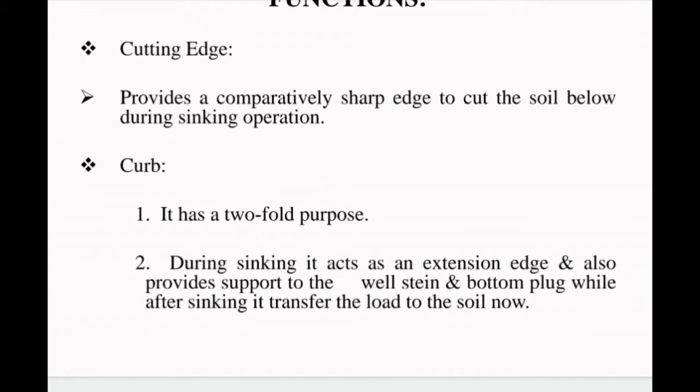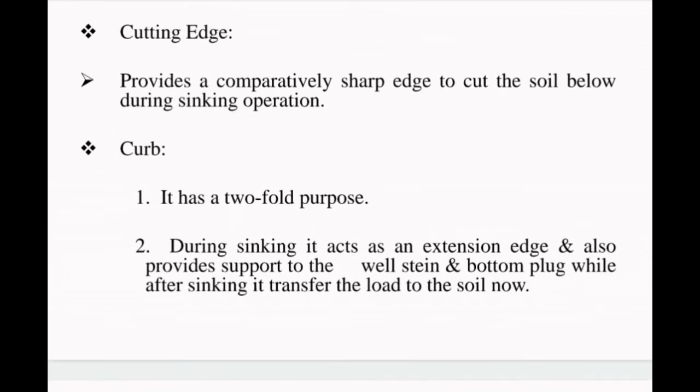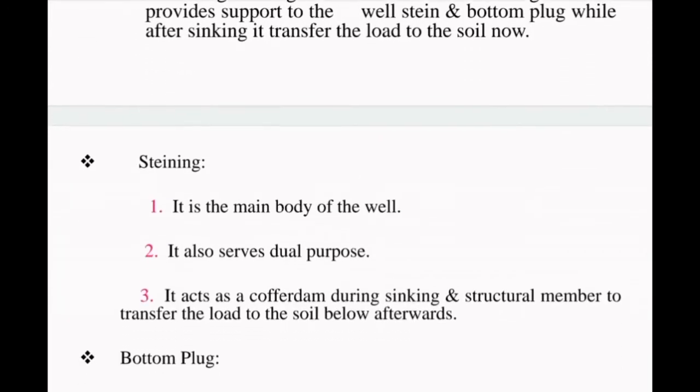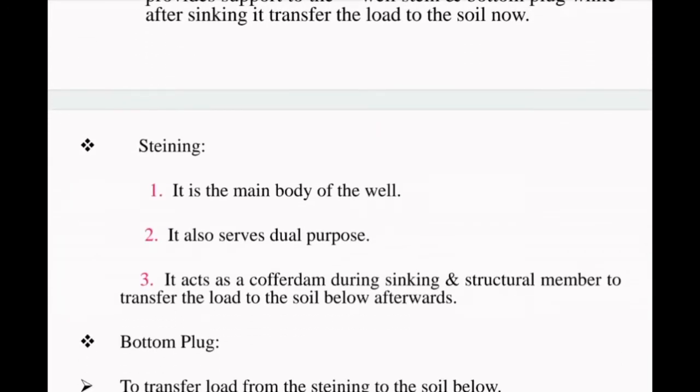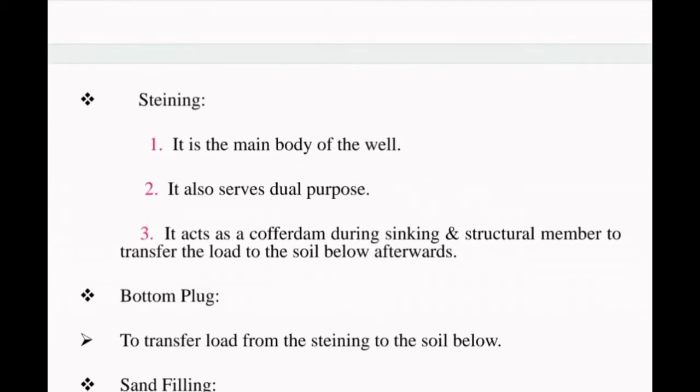And the next one is the curb. The curb has a two-fold purpose. During sinking, it acts as an extension of the edge and also provides support to the well steining and bottom plug, while after sinking, it transfers the load to the soil. Steining is the main body of the well. Its function serves a dual purpose. It acts as a cofferdam during sinking and as a structural member carrying the load to the soil after.